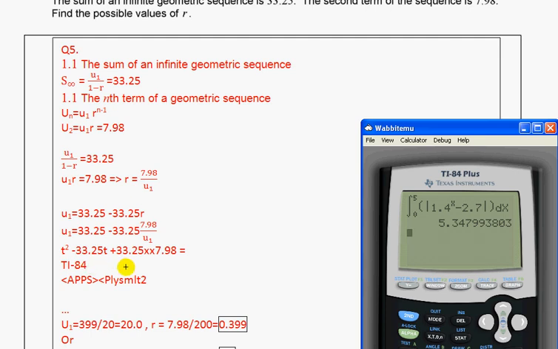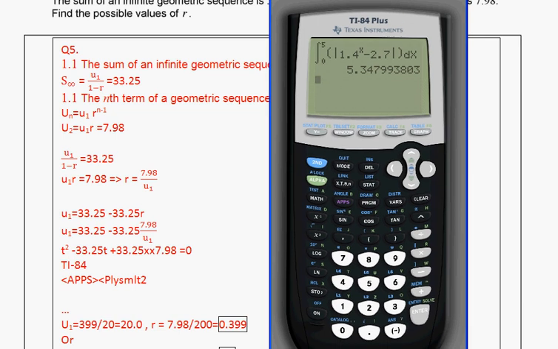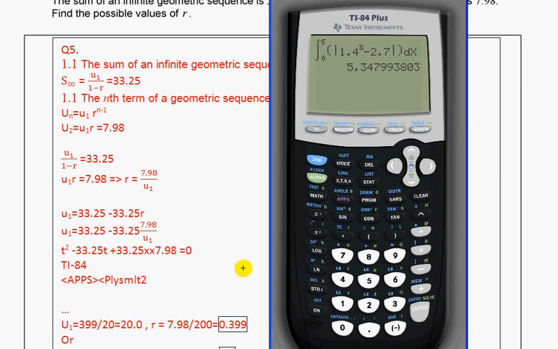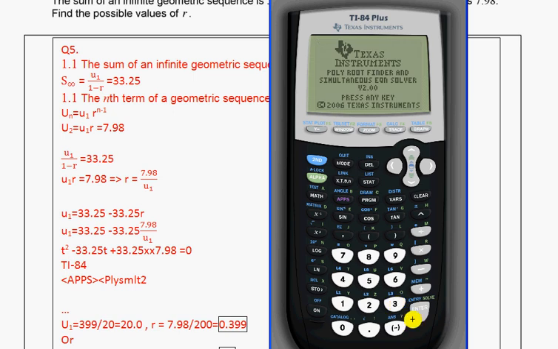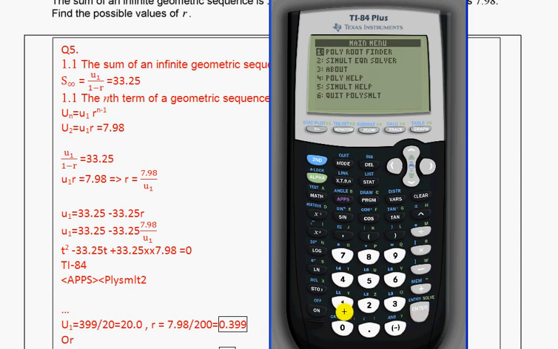So we have a quadratic equation, and for this we will use the calculator. We press apps, and here you should find apply simultaneous, here it is line 3. Then just add, so we choose 1. It is quadratic, so we don't change anything. You see here next, so we press next. Now we put a1, a2, a3. A1 is 1. A2 is minus, we put from here, minus 33.25.